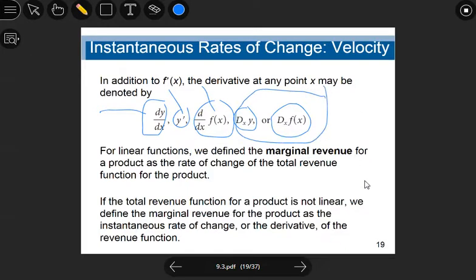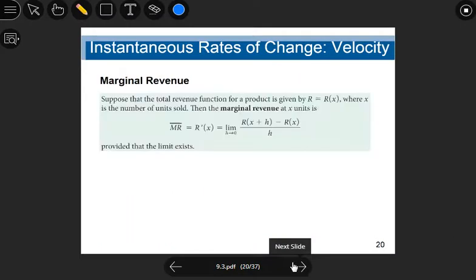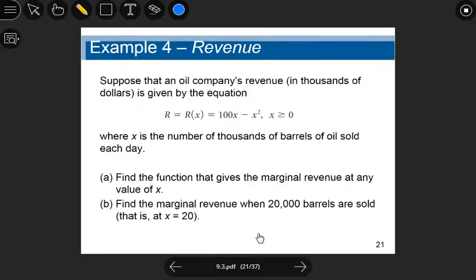Okay, so you have learned about marginal revenue. The idea is the change of the revenue function. So if you are given a revenue function, by taking the derivative you can find marginal revenue. Now let's look at some examples.